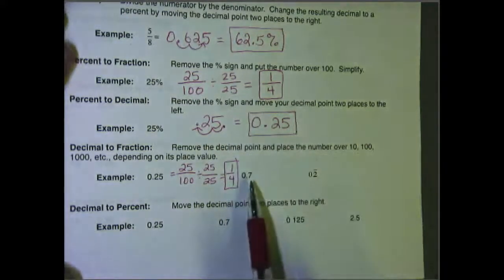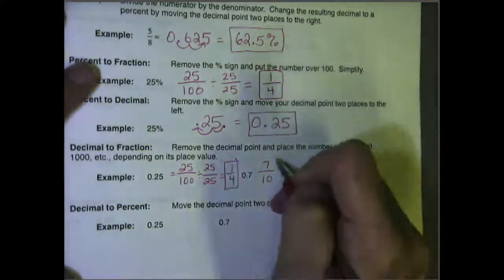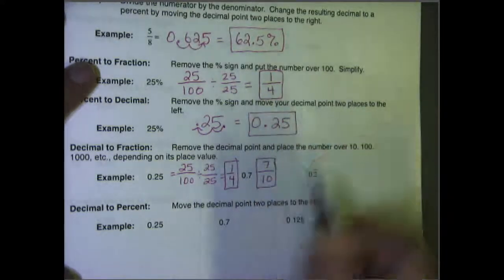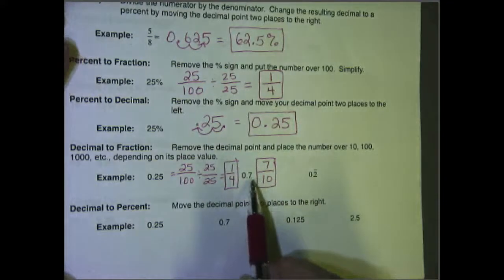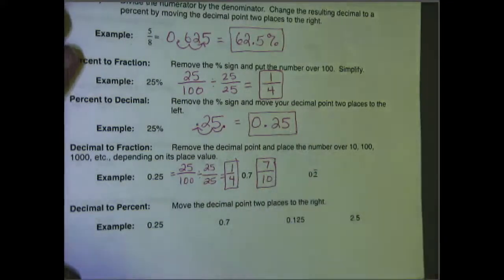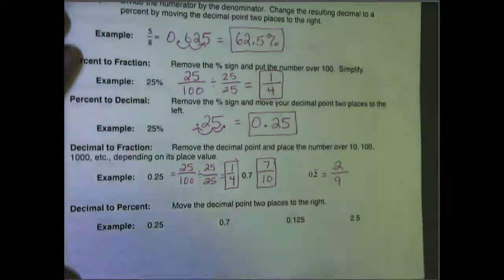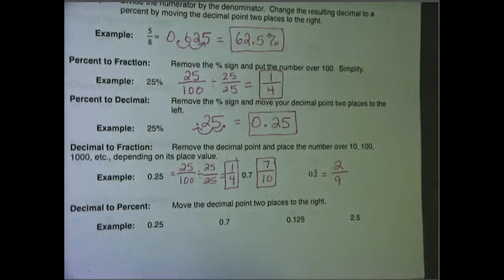Here we have 0.7. So we're going to write 7 over 10. It's already simplified, so the fraction form of 0.7 is 7 over 10. Next, 0.2 repeating. This is one where we can use a shortcut. And remember, when it's repeating one place past the decimal point, we put it over 9.